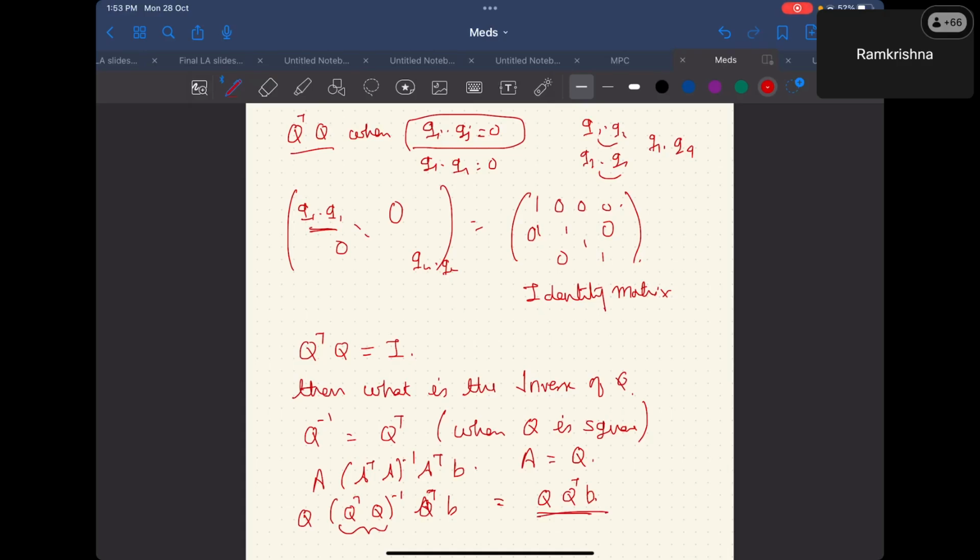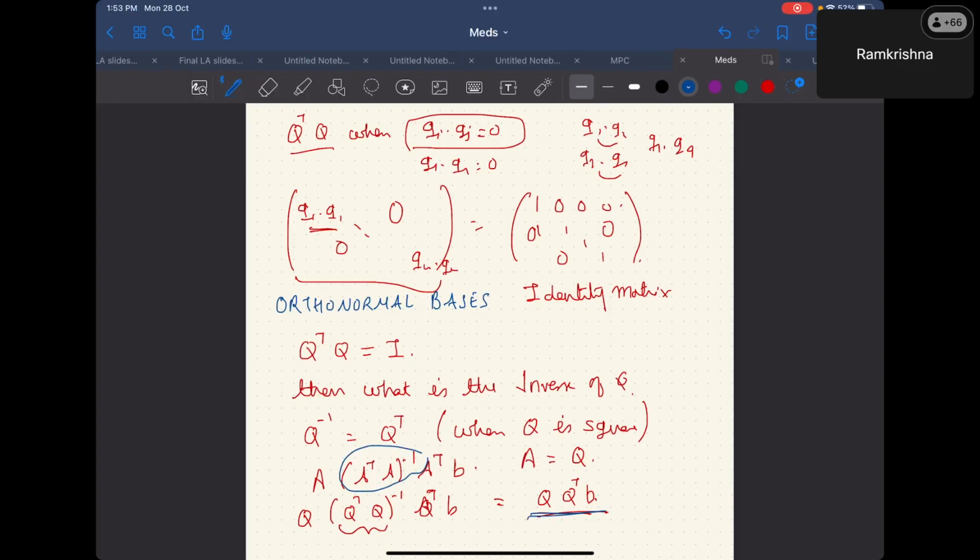If A's columns are orthonormal, what we call an orthonormal basis, then they are not only perpendicular to each other, but also each vector is of unit length. If this happens, then my inverse term simply disappears. Then I have something smaller to solve. Then we'll see what this actually means.